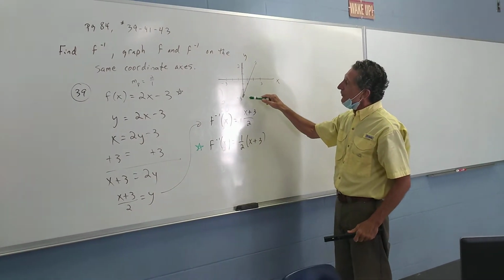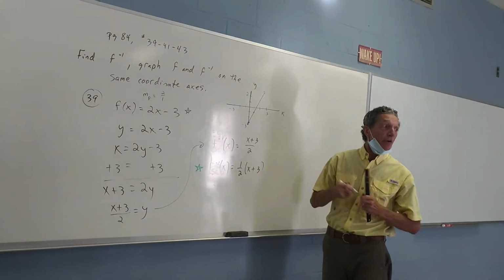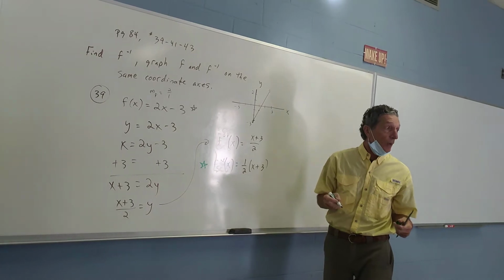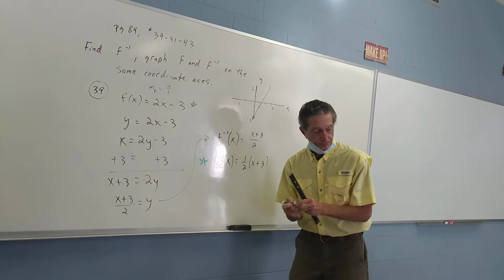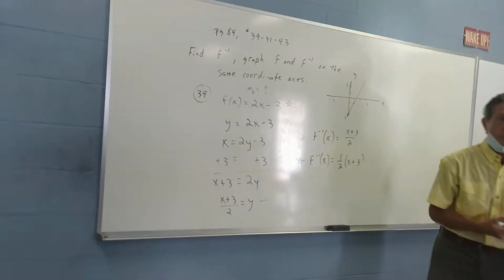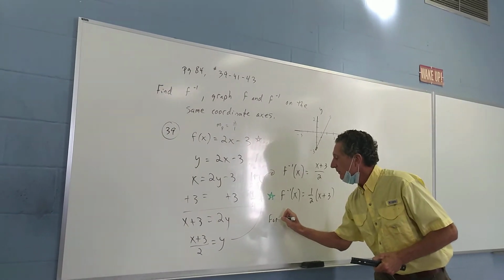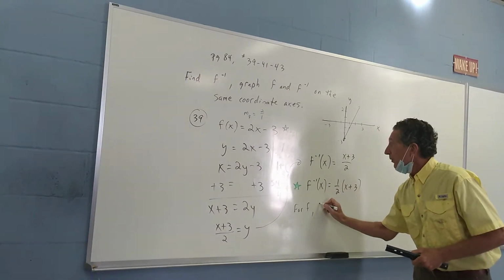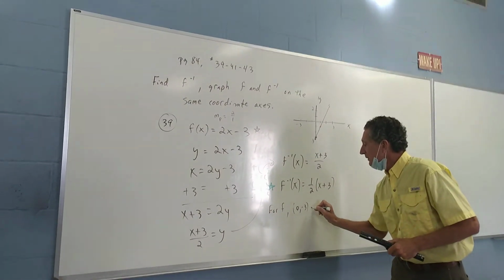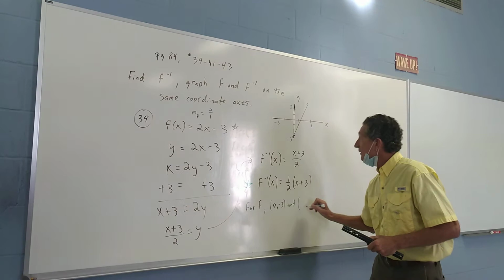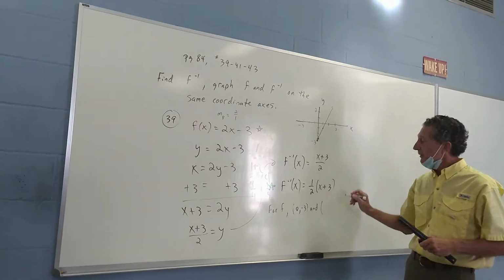So for the inverse, since F had the point 0, -3 on it, the inverse will have the point -3, 0 on it. So watch, I'm going to show you something. For the function F, the points that we have on it. And what was the other one I used? What's this one? 1, -1?